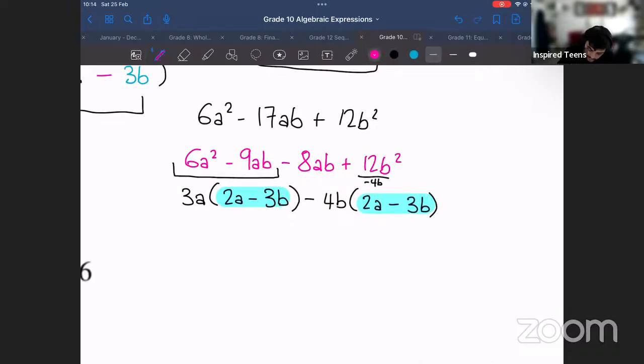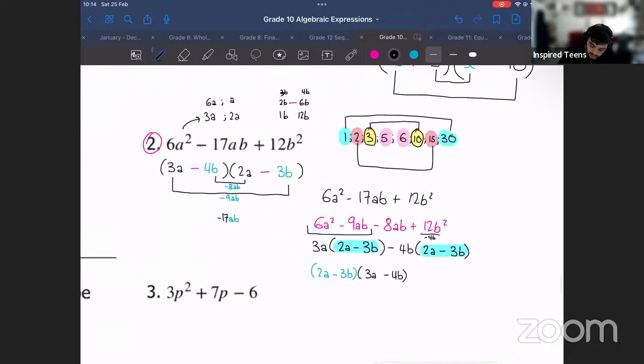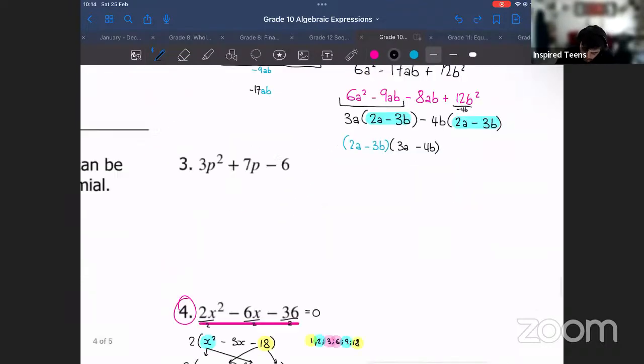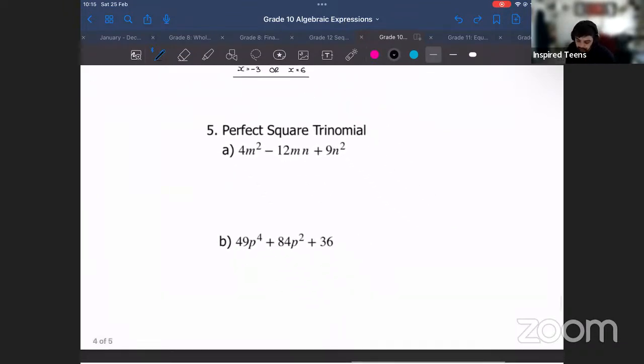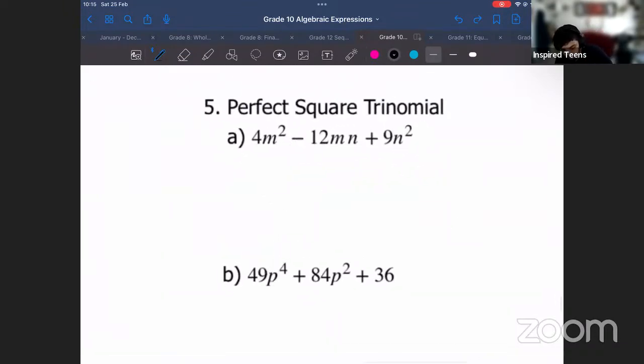Okay, then I can identify, I have this and I have that, which are common. I can take that as a common factor, and I have 2a minus 3b as a common factor, and I have 3a minus 4b. Okay, another method to factorizing that. All right, then this example you guys can do on your own. So please solve that.